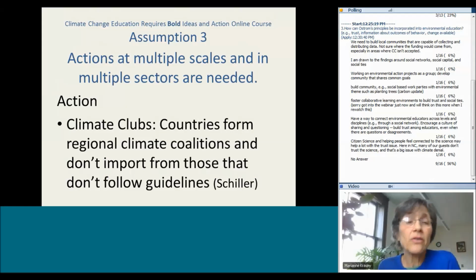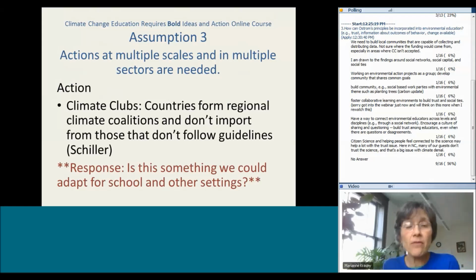So it's another idea. And now we have our last response or interactive item, and that is, do you think that this idea of climate clubs is something that we could adapt for school or other settings like informal science education or informal environmental education settings? So just as an example, and this might not be a good one, but just one I came up with.